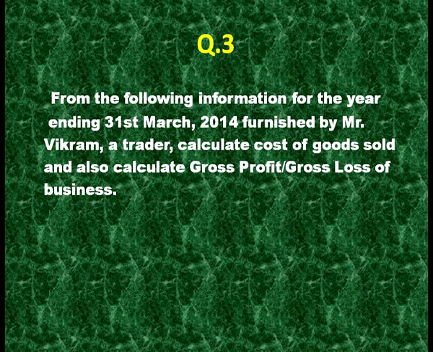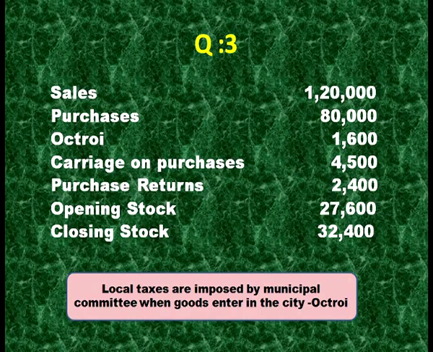Let's see a question. From the following information for the year ending 31st March 2014 furnished by Mr. Vikram, a trader, calculate the cost of goods sold and also calculate gross profit or gross loss of the business. The given information: sales, purchases, octroi, carriage on purchases, purchases returns, opening stock and closing stock. You would like to know what is octroi. The local taxes imposed by the municipal corporation when goods enter the city, that amount is called octroi.